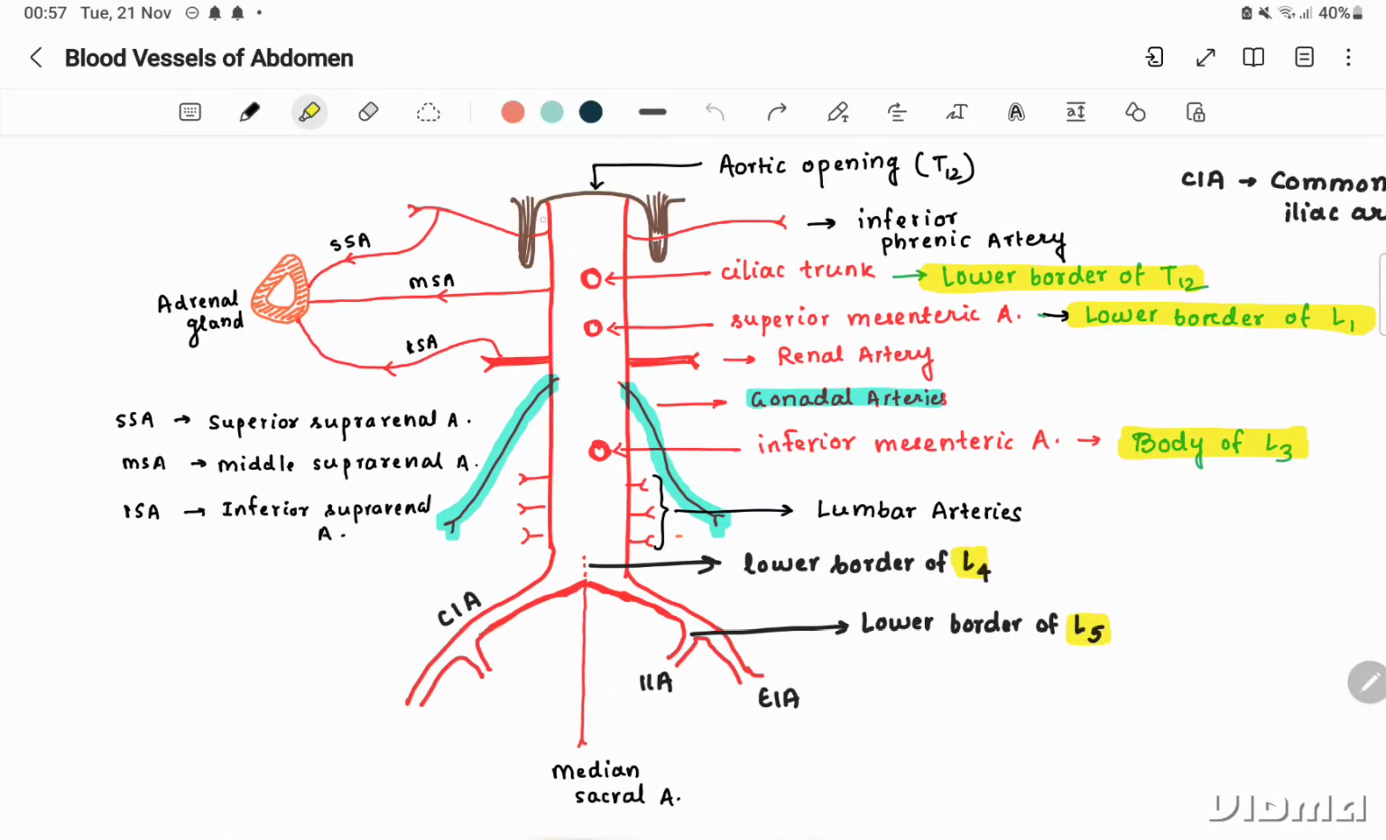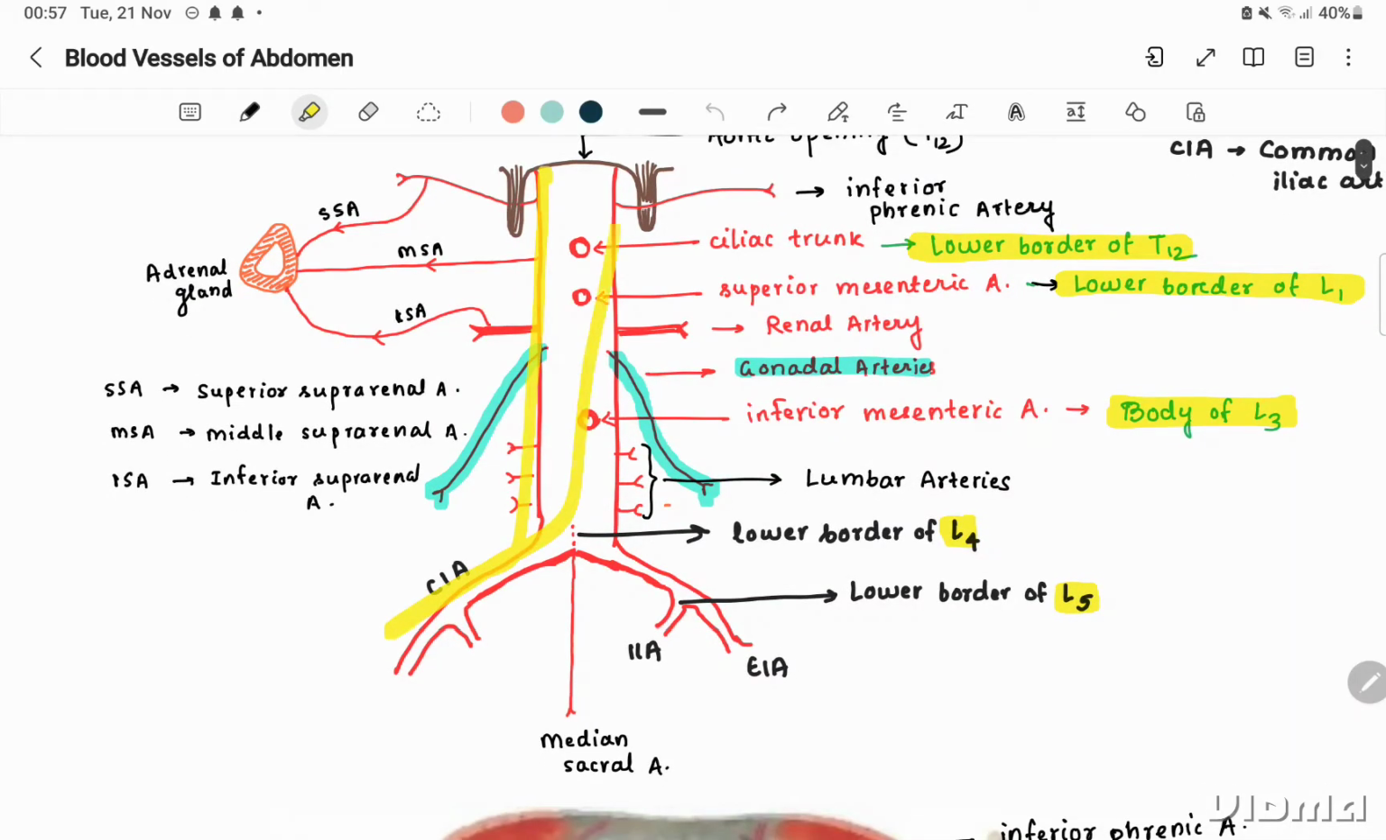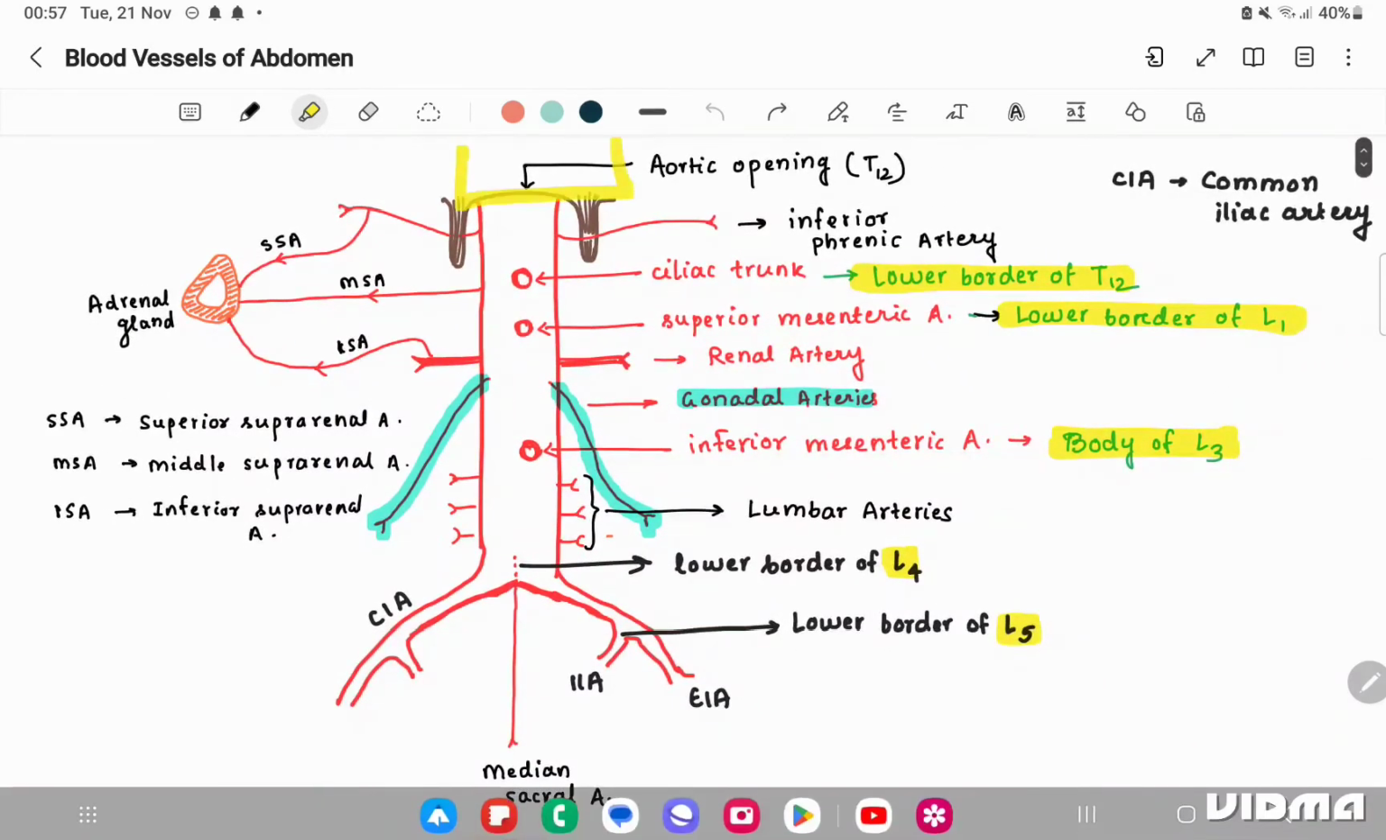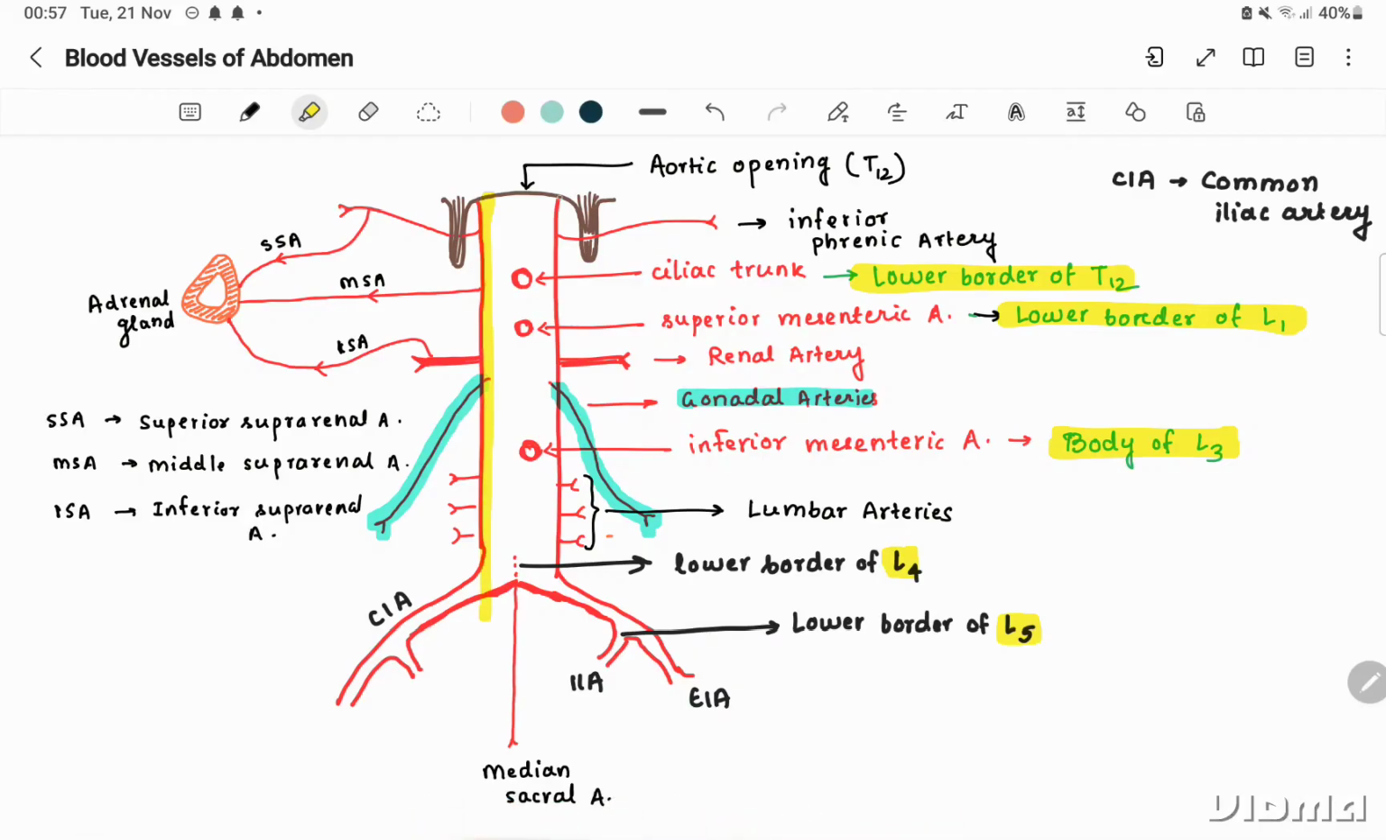Here is our aortic opening of the diaphragm at the T12 level, and this is the crus. Okay, the crus of the diaphragm, right crus and the left crus. So this part is called your abdominal aorta. This is your abdominal aorta. Up to this T12 level, we had the thoracic aorta. From this part we have the abdominal aorta, and giving 2 branches.